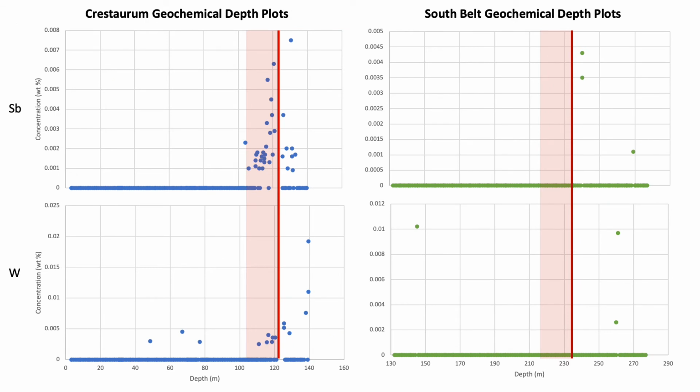And finally, some rather unique trends emerge from the mafic volcanics. We're seeing an increase in both antimony and tungsten in Crestaurum. However, we do not see the same trends in South Belt. Now, both of these are hosted within mafic volcanics. However, the enrichment of traditionally crustal elements like antimony and tungsten in one drilling location over the other might indicate a different source of gold or a different mineralizing fluid at play within the Yellowknife Greenstone Belt.